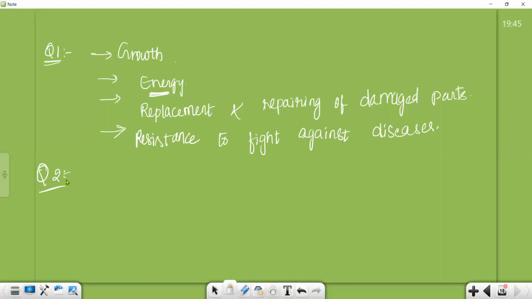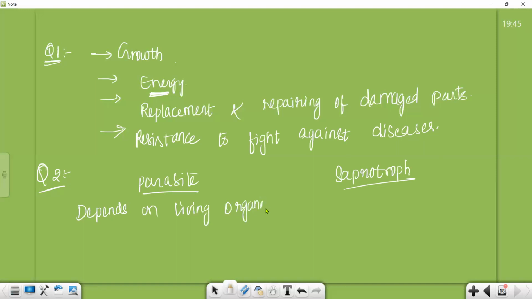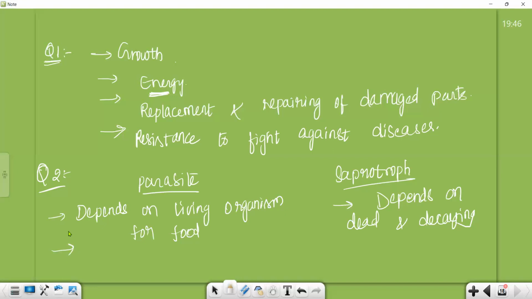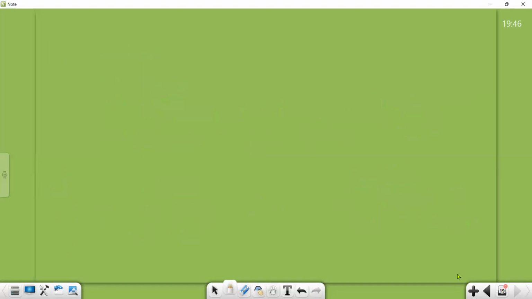What is question two, students? Distinguish between parasite and a saprotroph, correct? So what is a parasite? A parasite depends on living organisms for food, whereas a saprotroph depends on dead and decaying organisms. Okay, next, can you tell another point about parasite? Okay, this is the point you can write for parasite and saprotroph. And the next question.